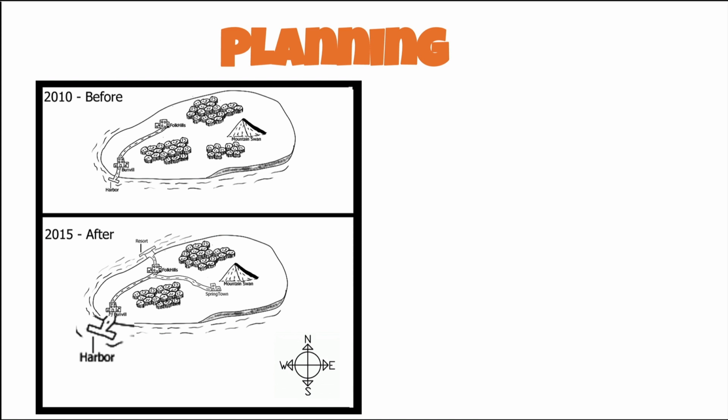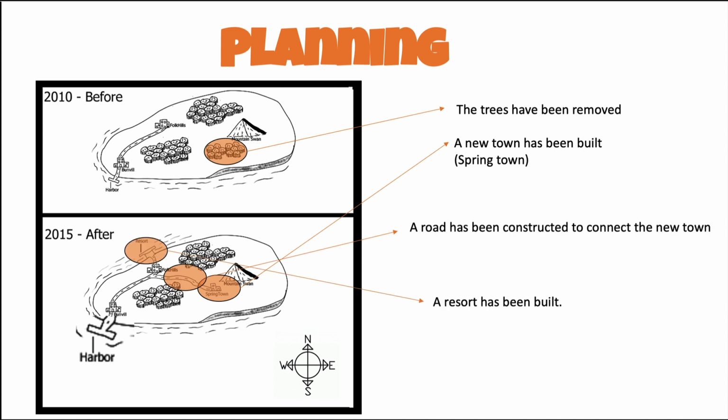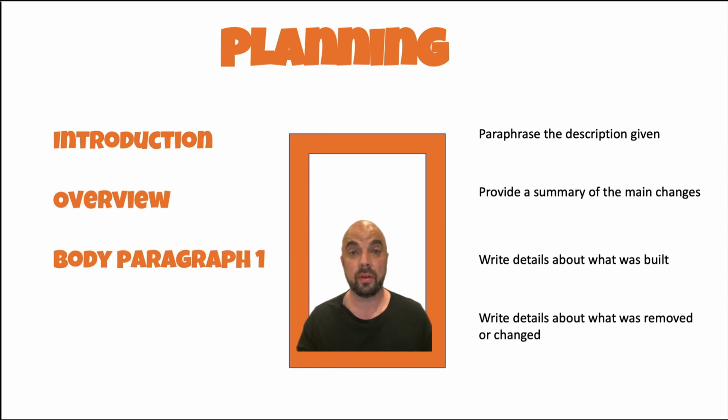The next thing we need to do is look at the main changes or the main features. So the first thing I can see here is that the trees have been removed. We can see that a new town has been built. We can see that a road has been constructed to connect the new town. We can see that a resort has been built. And the harbour has expanded. So now we know the main features. We need to plan the structure. So as always, we start with an introduction, then write an overview, then have two body paragraphs.